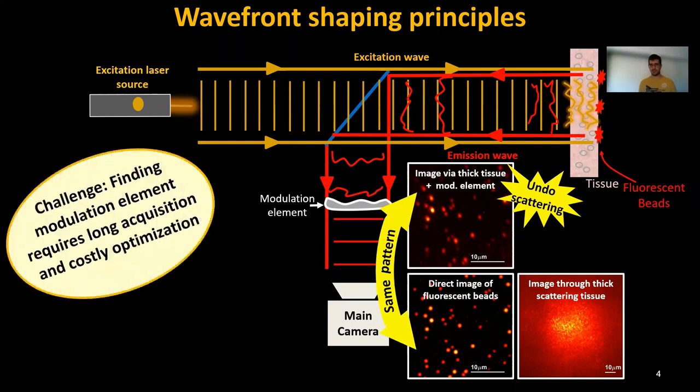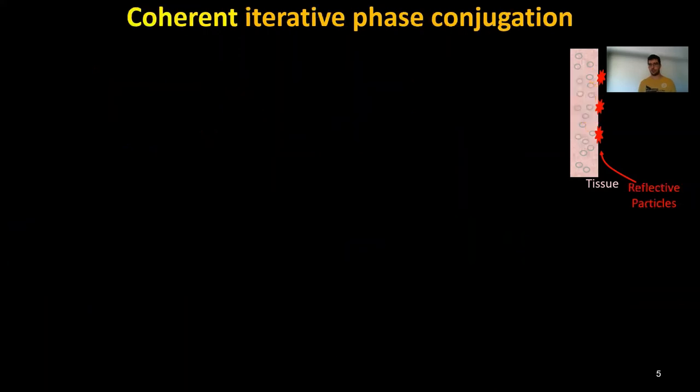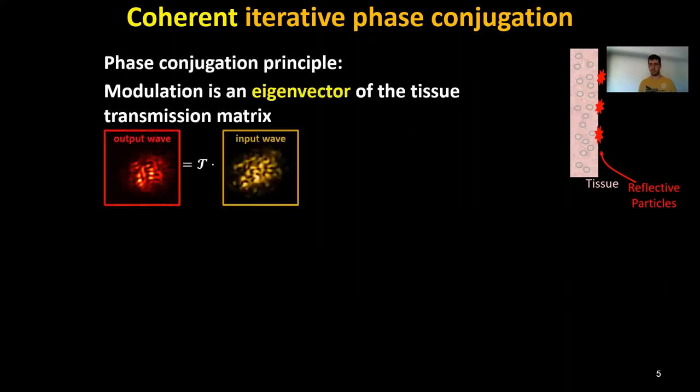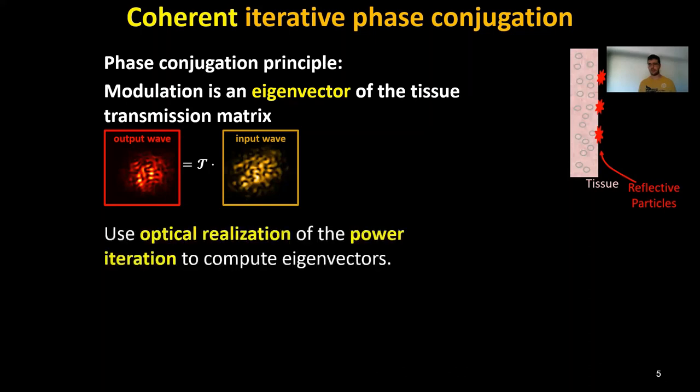In practice, previous approaches for finding the desired modulation rely on very costly algorithms. One approach which can potentially accelerate this is iterative phase conjugation. It relies on the observation that the desired modulation is an eigenvector of the tissue transmission matrix, and uses an optical realization of the power iteration method to acquire it very quickly.